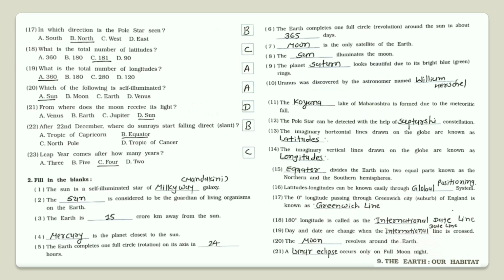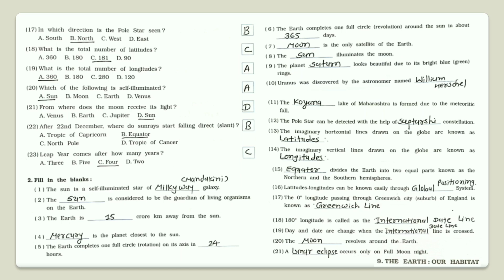Sixth number: the Earth completes one full circle revolution around the Sun in about 365 days. Seventh number: Moon is the only satellite of the Earth. Eighth number: the Sun illuminates the Moon. Ninth number: the planet Saturn looks beautiful due to its bright blue-green rings. Tenth number: Uranus was discovered by the astronomer named William Herschel.